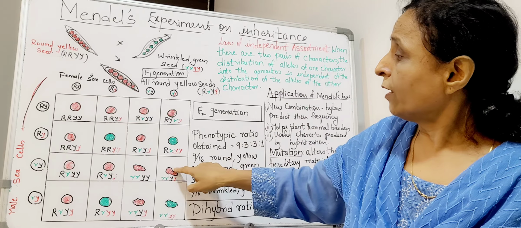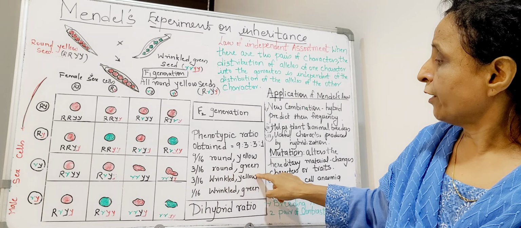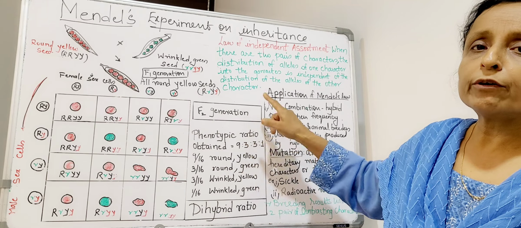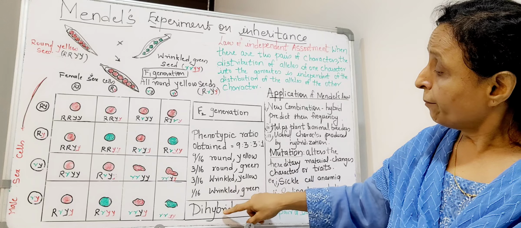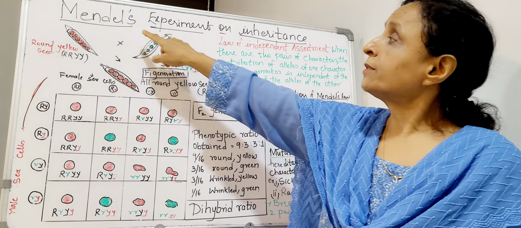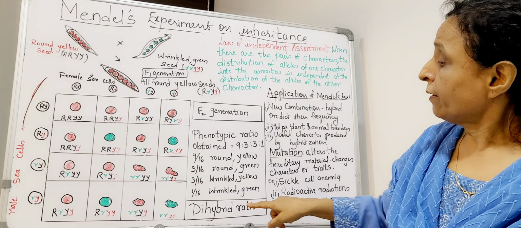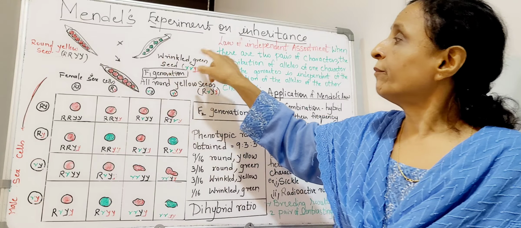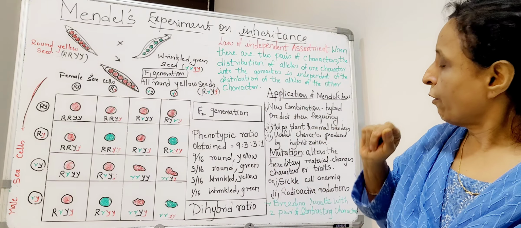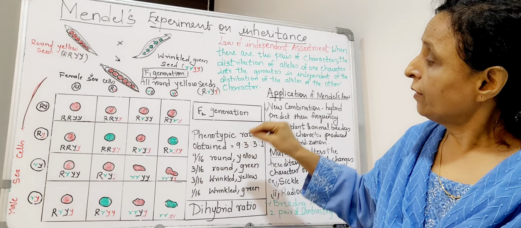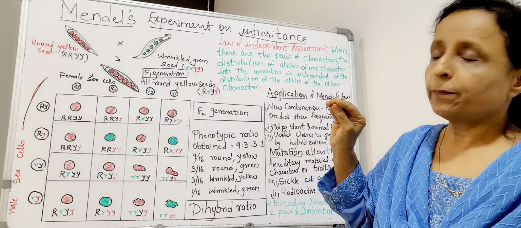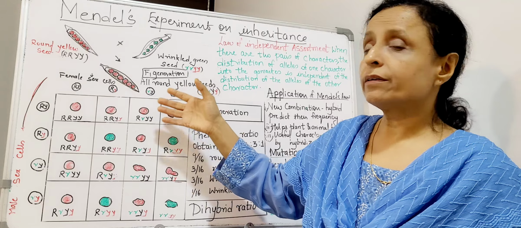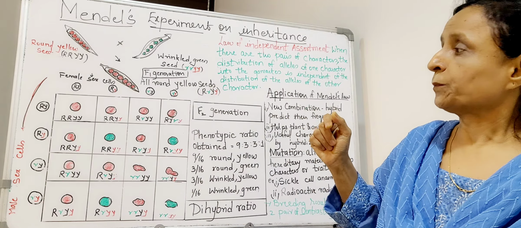Now 1, 2, 3 are wrinkled and yellow, and 1 is wrinkled and green. So this is the phenotypic ratio of the dihybrid ratio which was obtained by Mendel's experiment on these seeds which were round yellow and wrinkled green. So this is the combination, contrasting color, the ratio was obtained. Now this is phenotypic, that is what you can see. Genotypic is a very complex ratio.